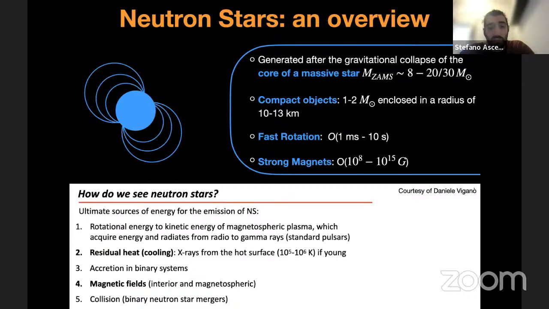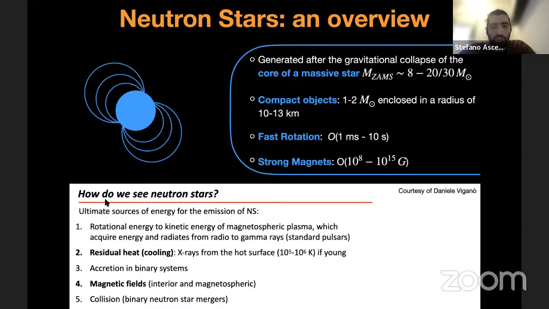And they have a very fast rotation, with periods that range from a few milliseconds to tens of seconds. And they are also the strongest magnets in the universe, with a magnetic field that ranges between 10^8 and 10^15 Gauss.